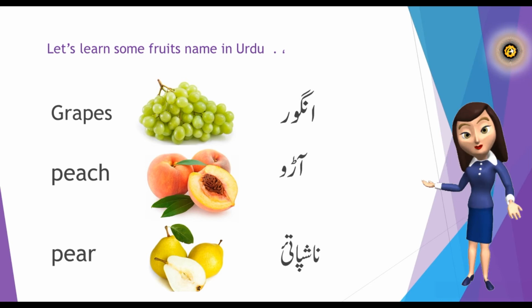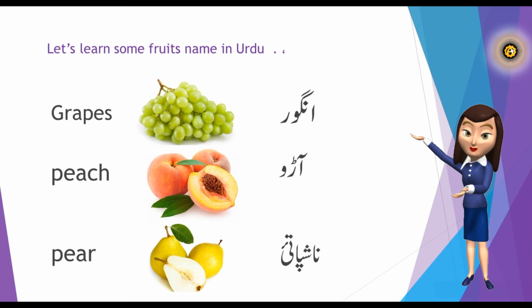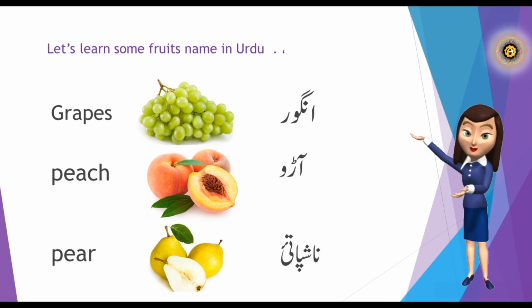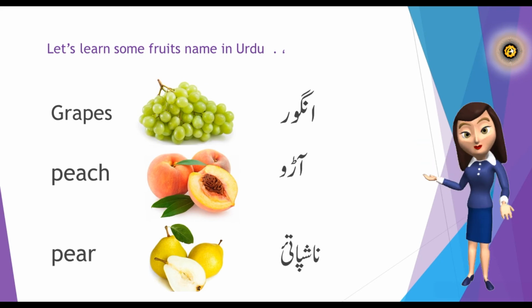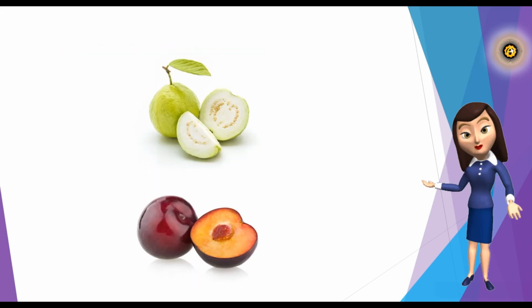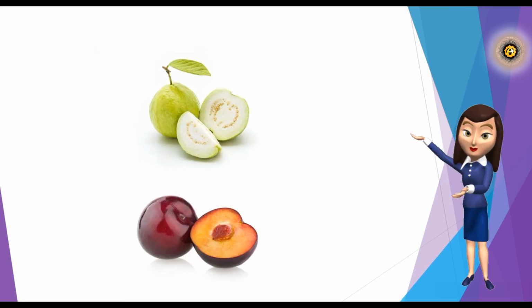In English we say grapes and in Urdu angur. In English then we say peach and in Urdu adu. Then in English we say pear and in Urdu nashpati. Repeat and practice, okay? Alright, now some more fruit names.